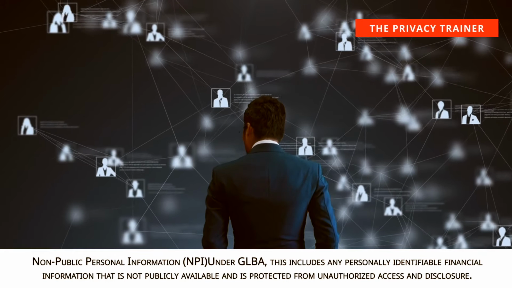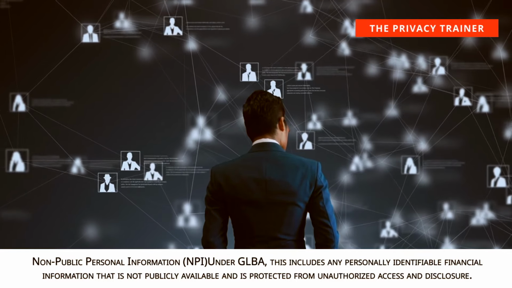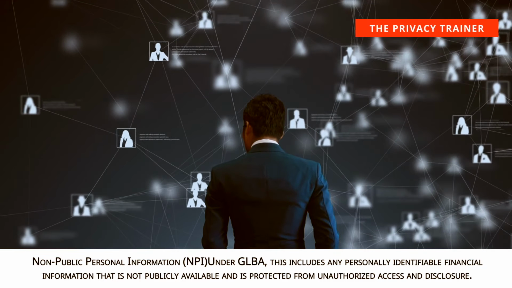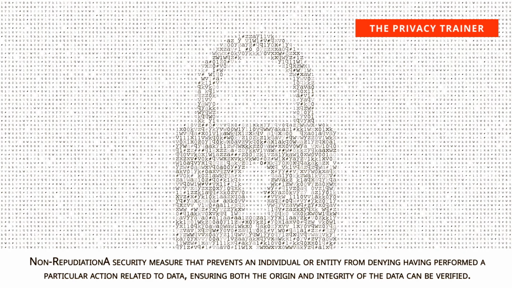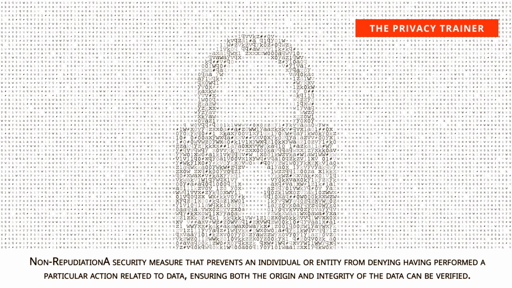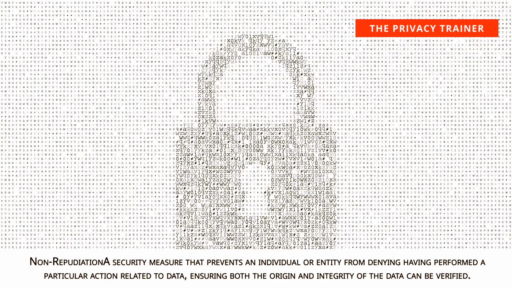Non-public personal information, NPI, under GLBA. This includes any personally identifiable financial information that is not publicly available and is protected from unauthorized access and disclosure. Non-repudiation, a security measure that prevents an individual or entity from denying having performed a particular action related to data, ensuring both the origin and integrity of the data can be verified.